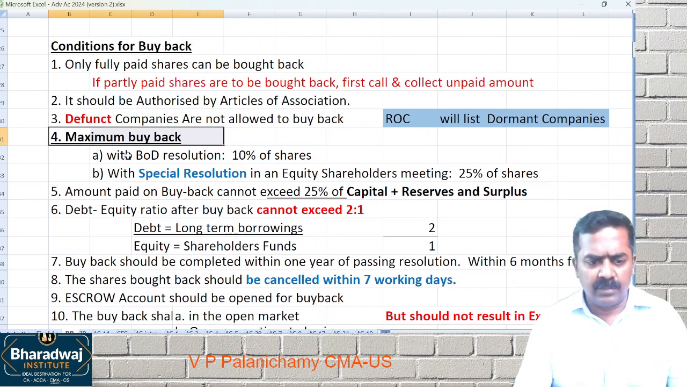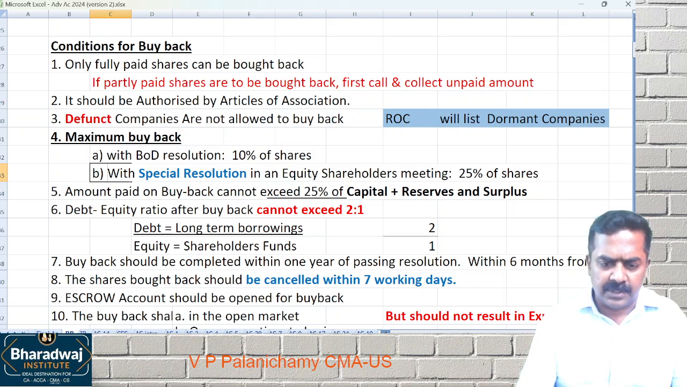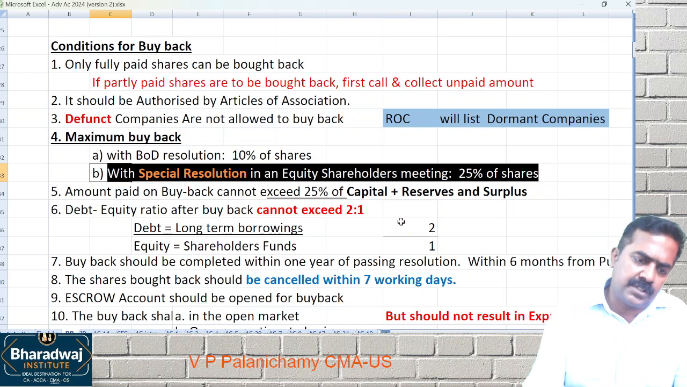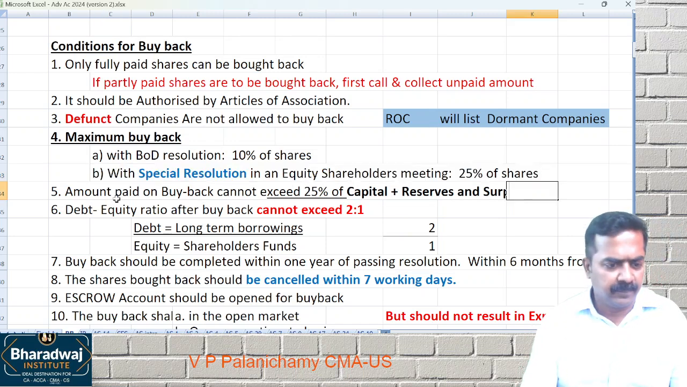Maximum buyback with board resolution, how much? 10% of shares outstanding. With a special resolution, you will go with what? 25% of shares on the market. In the exam question, directly apply the 25% condition.